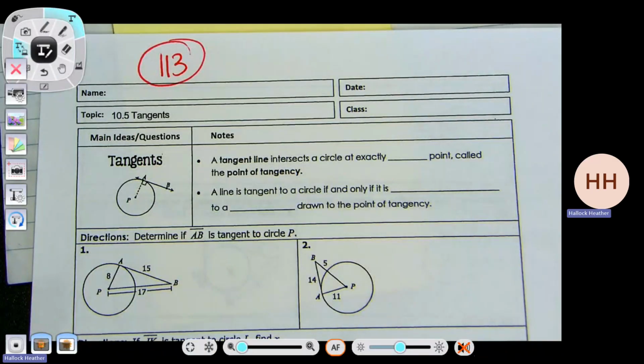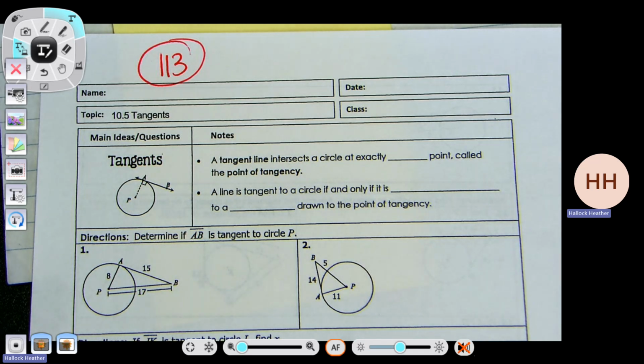So we have tangent lines. Tangent lines is new. 10.5 tangents. A tangent line is a line that touches a circle in one spot.